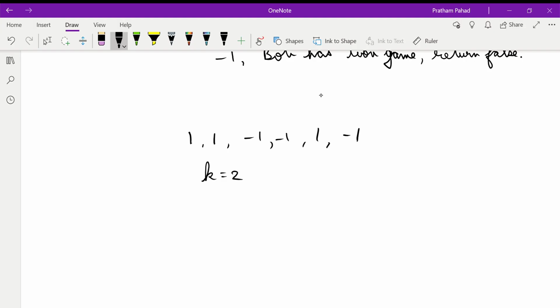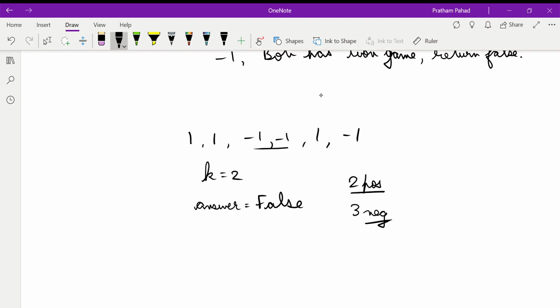Okay. So in this, our answer will be false. Why will the answer be false? Because we have two positives and two negatives. Okay, sorry, we have three negatives in this.